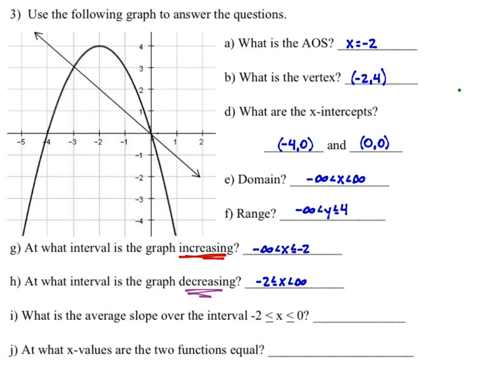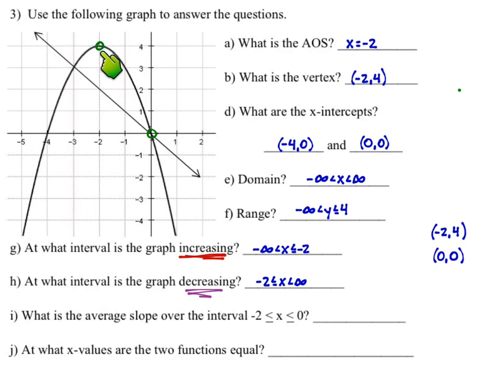All right, part I is asking for the average slope again. So we have to ask ourselves what the coordinates are. When x equals -2, the y value is 4. Okay? When x equals 0, the y value is going to be, in this case, 0. And so we're just going to find the slope between those 2 points.